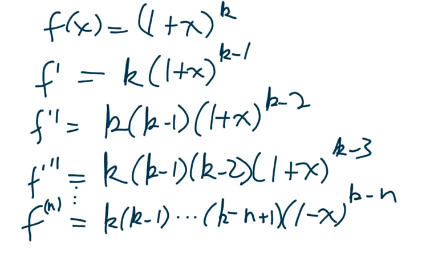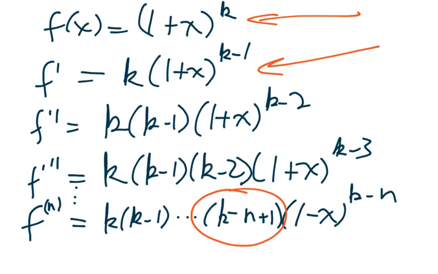Got all that? Why is it a k minus n plus 1? Well, because for our zeroth derivative, there wasn't a k at all, and for our first derivative, there was a k. So there must be n terms here, starting with k minus 0. The first derivative is really k minus 0, so for the nth derivative, it's not k minus n, it's k minus n plus 1.